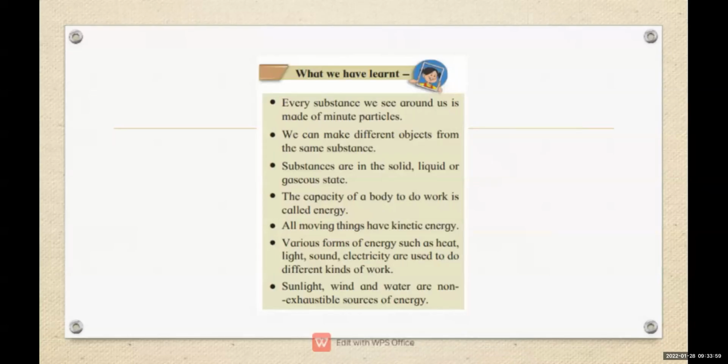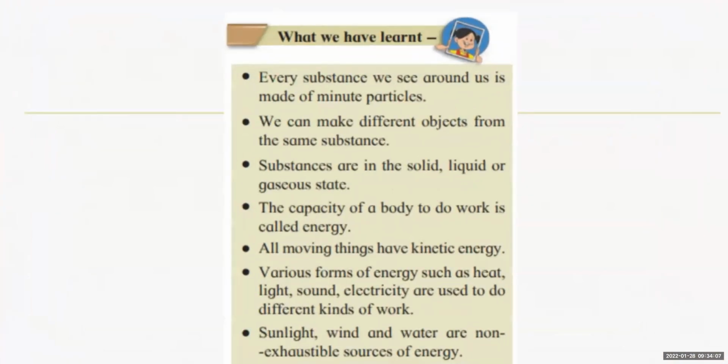What we have learned today, we will revise it. Okay. Every substance we see around us is made up of minute particles, छोटे-छोटे particles जो अपने आजू-बाजू में उड़ते हैं, तभी हमको दिखाई नहीं देते हैं. We can make different objects from the same substance. Substances are in the solid state, liquid state, and gaseous state. The capacity of a body to do work is called energy. To do any type of work, we need energy. Without energy, we cannot do any type of work. We will feel laziness, we will feel weakness. Okay.